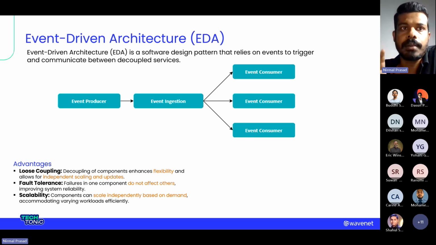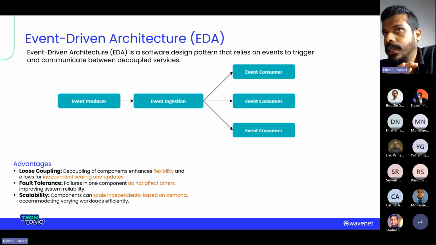Then loose coupling and fault tolerance are also there, because of isolation and scalability. Anyway, we can scale each side without any issue. And in the middle, there is an event ingestion layer. In this layer, it manages the events flowing from one side to the other.